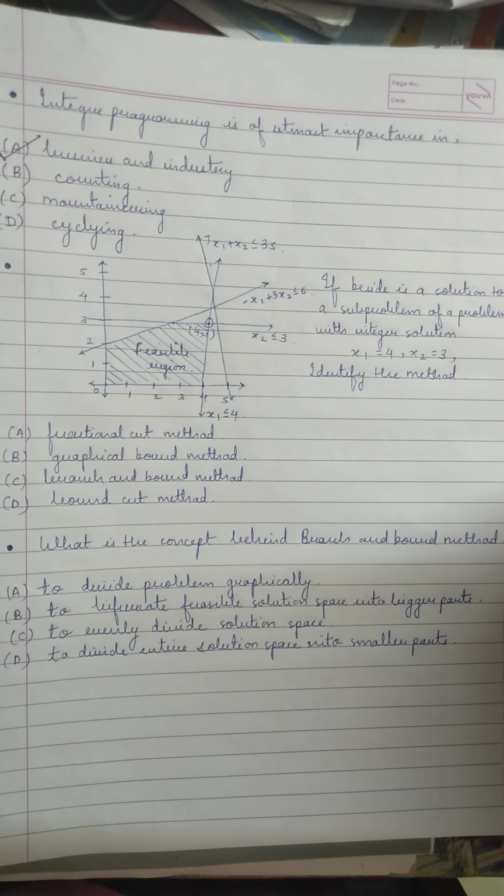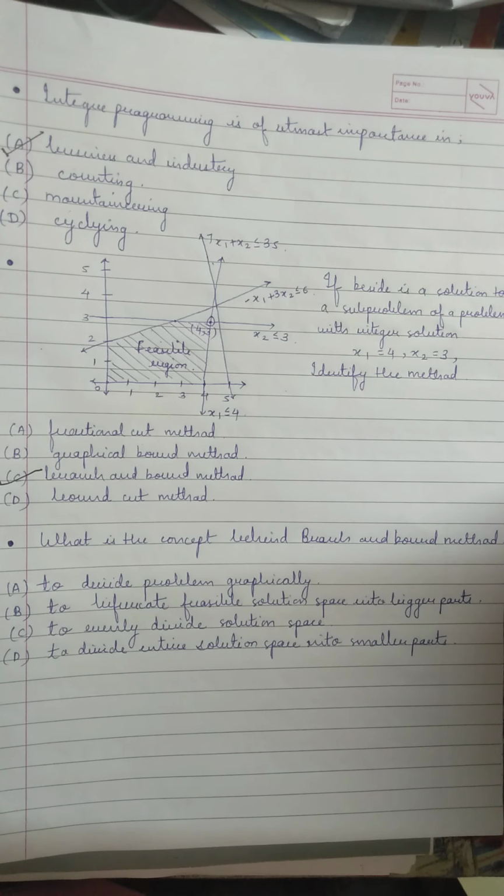Branch and bound method. Next, what is the concept behind branch and bound method? To decide or to divide the problem graphically, to bifurcate the feasible solution space into bigger parts, to evenly divide the solution space, or to divide the entire solution space into smaller parts? So the answer is to divide the entire solution space into smaller parts called sub problems.